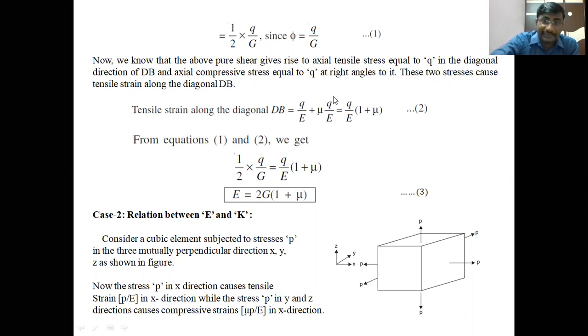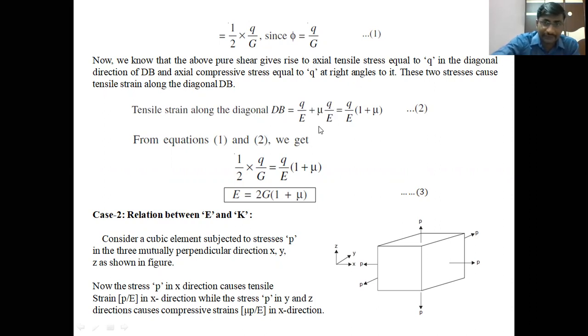Another reason is that the stress acting on the diagonal AC also causes an increase in the length of diagonal BD. So diagonal BD is the lateral direction to the diagonal AC. From Poisson's ratio definition, the lateral strain is equal to Poisson's ratio into linear stress along AC. So Poisson's ratio mu into Q by E.